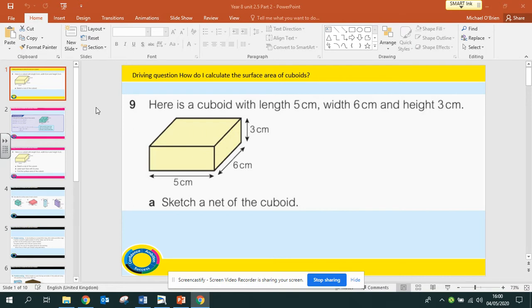So first thing I'd like you to do, please, is just draw a net of that cuboid. Please include all the dimensions on it. I know it doesn't say so there, but I think it's really important that you do that. So put all the dimensions on it. Now stop the tape, answer that question, and then turn it back on when you're ready to continue.